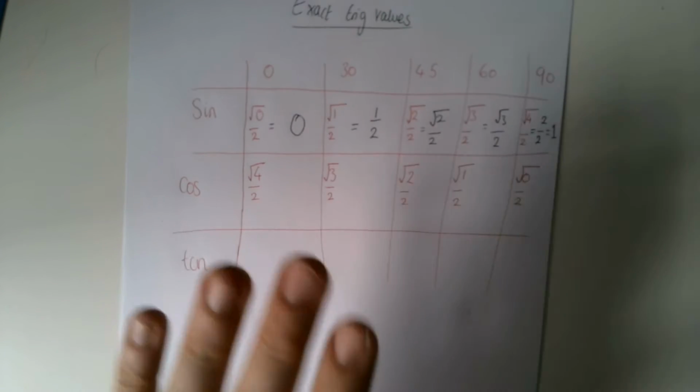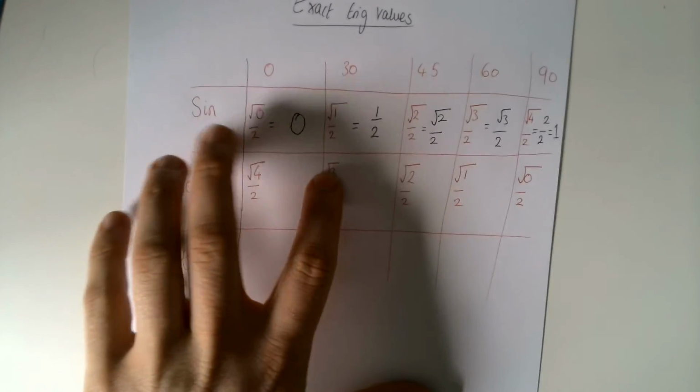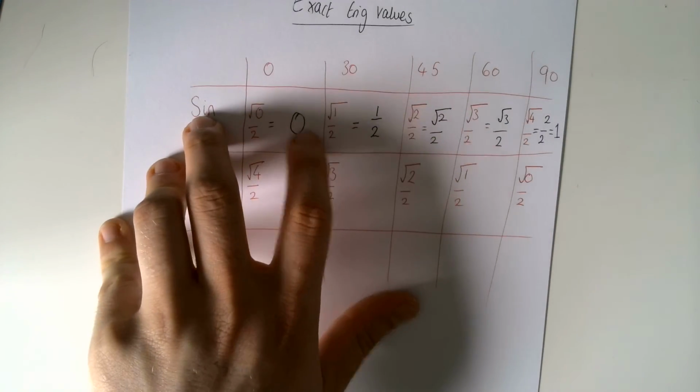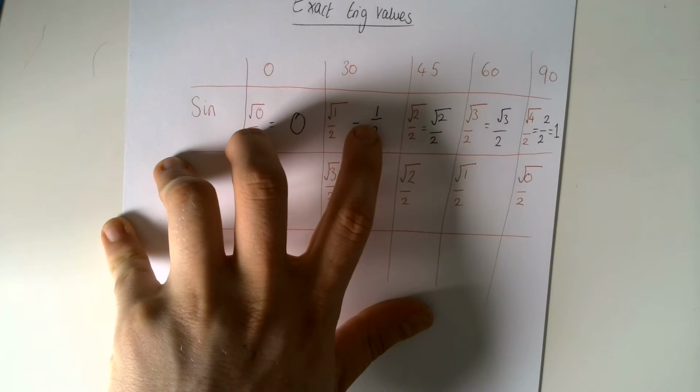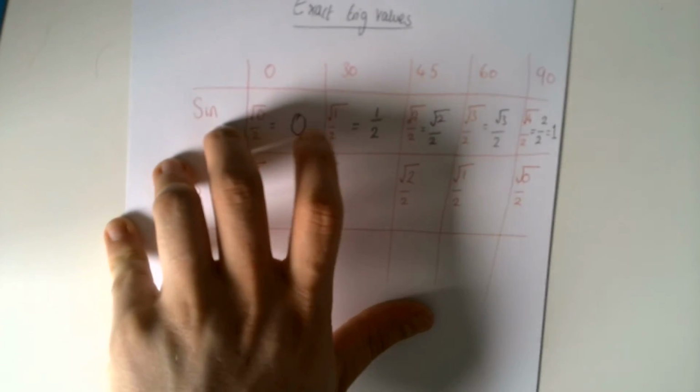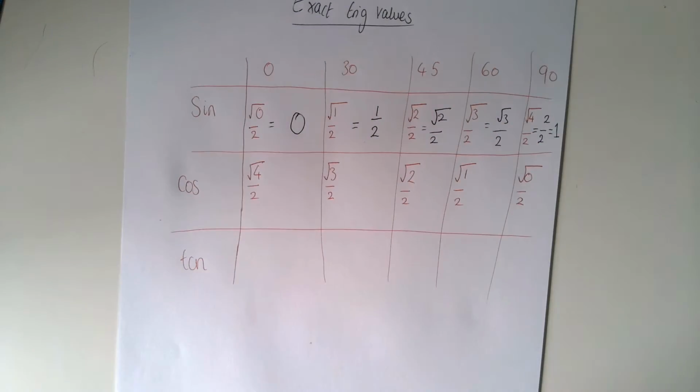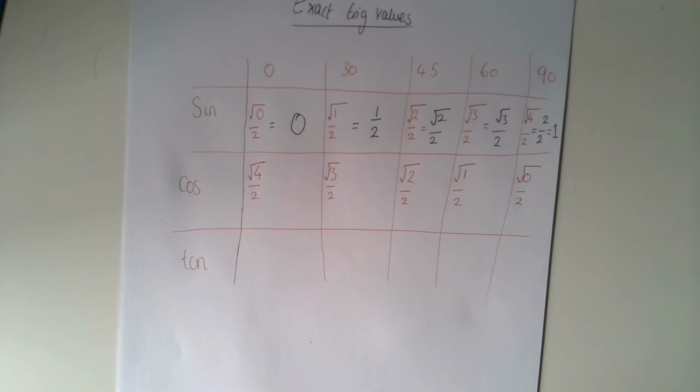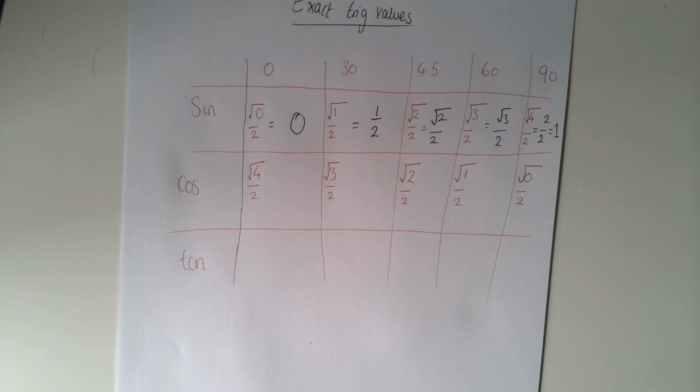So these are the actual values I'm dealing with. Sine 0 is 0. Sine of 30 is 1/2. Sine of 45 is root 2 over 2. Sine of 60 is root 3 over 2. And sine of 90 is 1.